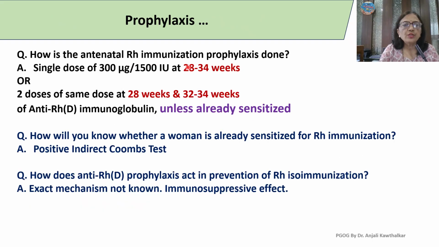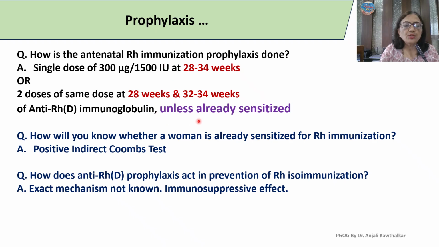How is the antenatal Rh immunization prophylaxis done? A single dose can be given as 300 microgram or 1500 international units from 28 to 34 weeks. Or two doses are given, the same dose, at 28 weeks for the first dose and 30 to 32 weeks for the second dose.